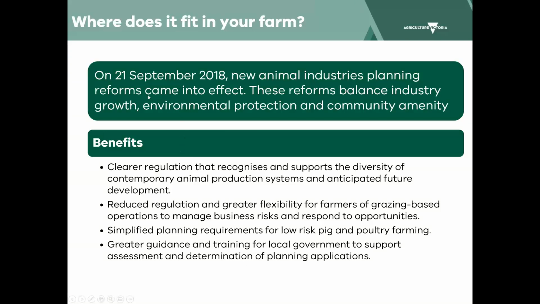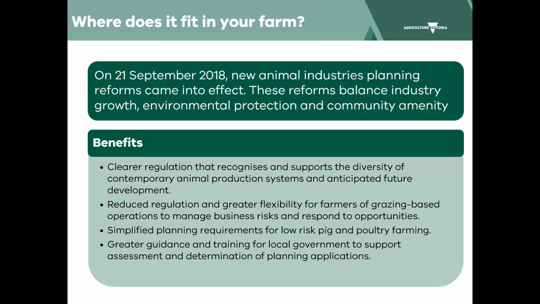More on the regulations. So in September 2018, new animal industry planning reforms came into effect. What this means is not a great deal of difference. Most of it was already permitted or not permitted, and not a lot has changed. However, what it's actually meant is the benefits for producers is clearer regulation, reduced regulation in some respects, and greater flexibility for grazing-based operations.